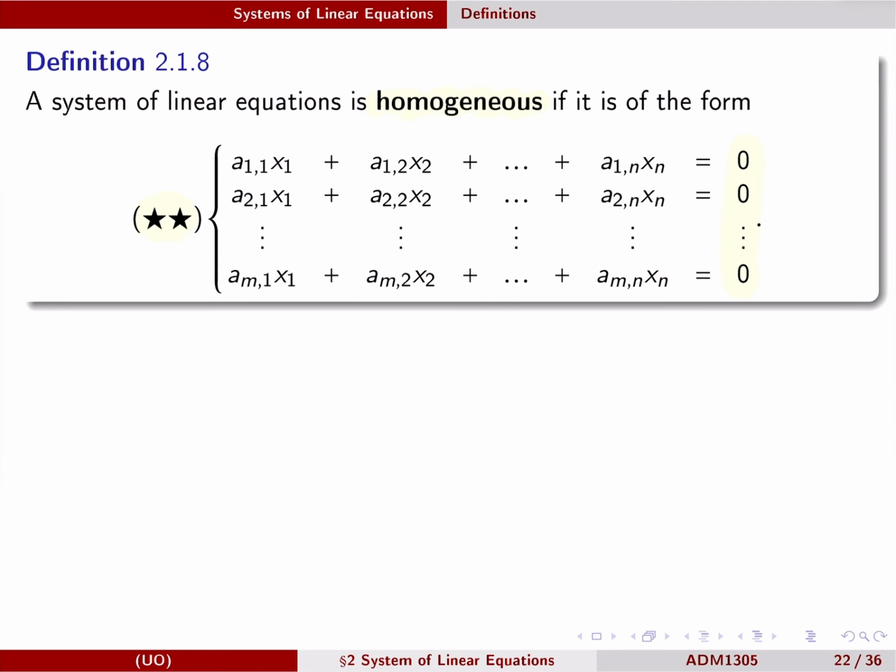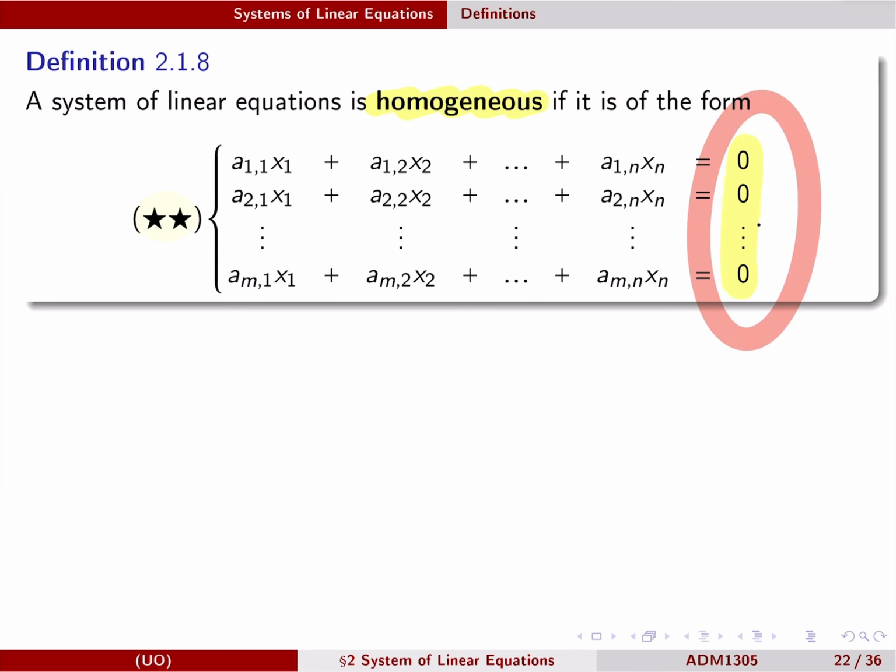Next definition is something that we talked about for a linear equation. When the constant term is 0, we have a homogeneous linear equation. When we have a system of linear equations and all the constant terms, b1, b2, all the way down to bm, are zeros, this is an example of a homogeneous system of linear equations.